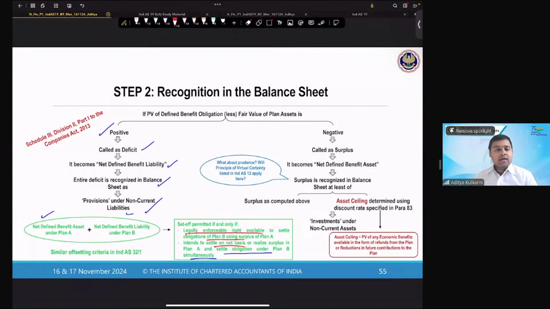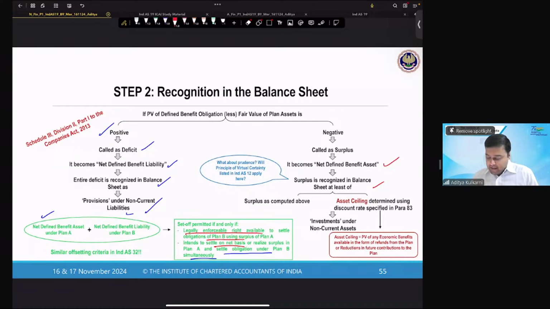Coming to the other part, I have already explained negative. Negative matlab kya? My assets are more than the obligation. It becomes a net defined benefit asset. And this will appear in the balance sheet. This will appear in the balance sheet at what value?